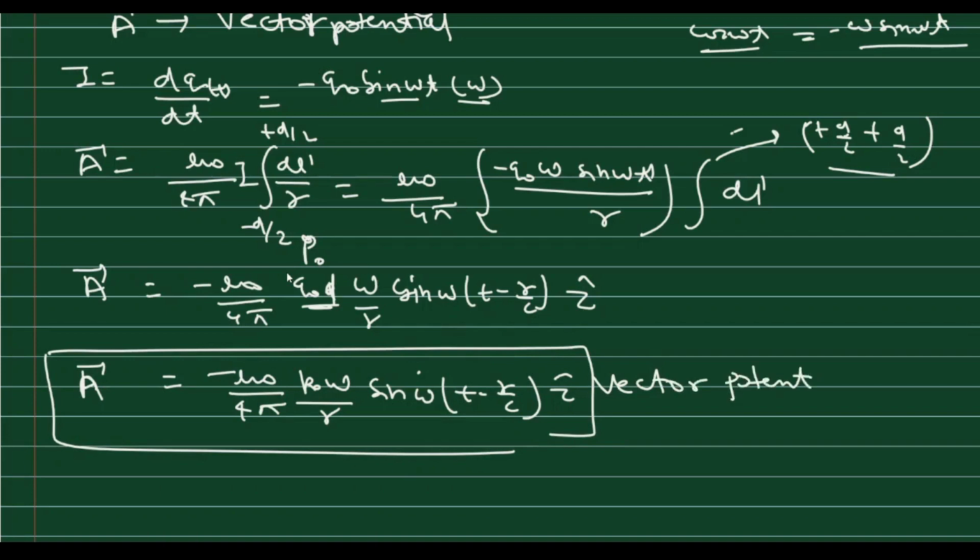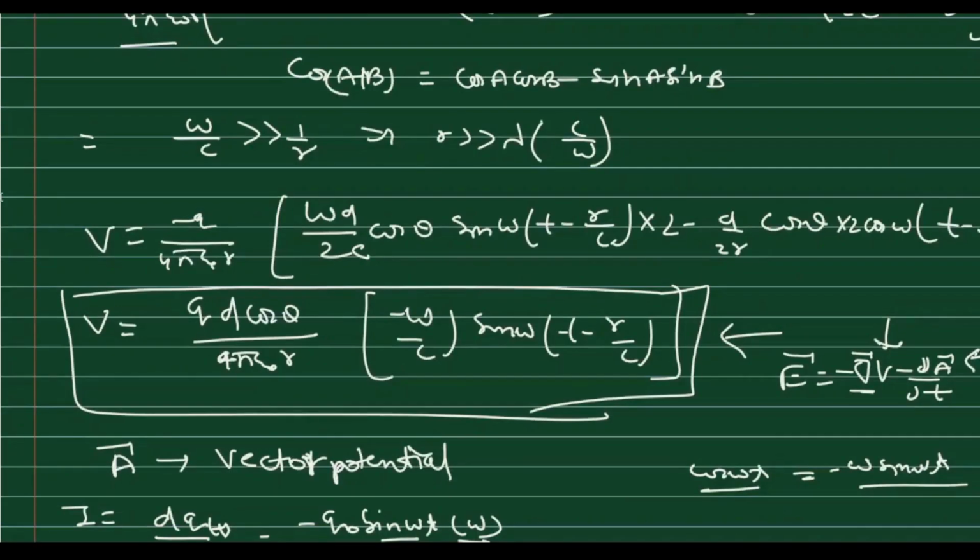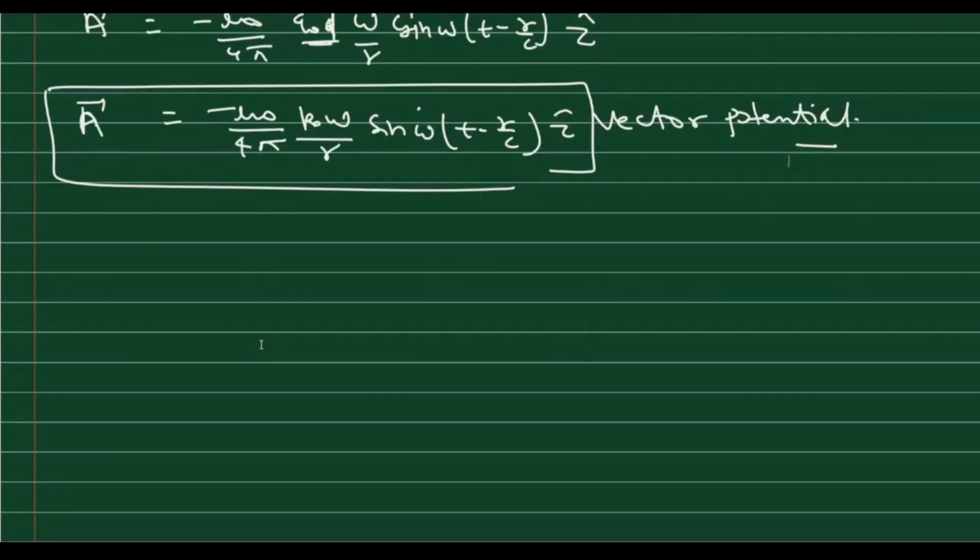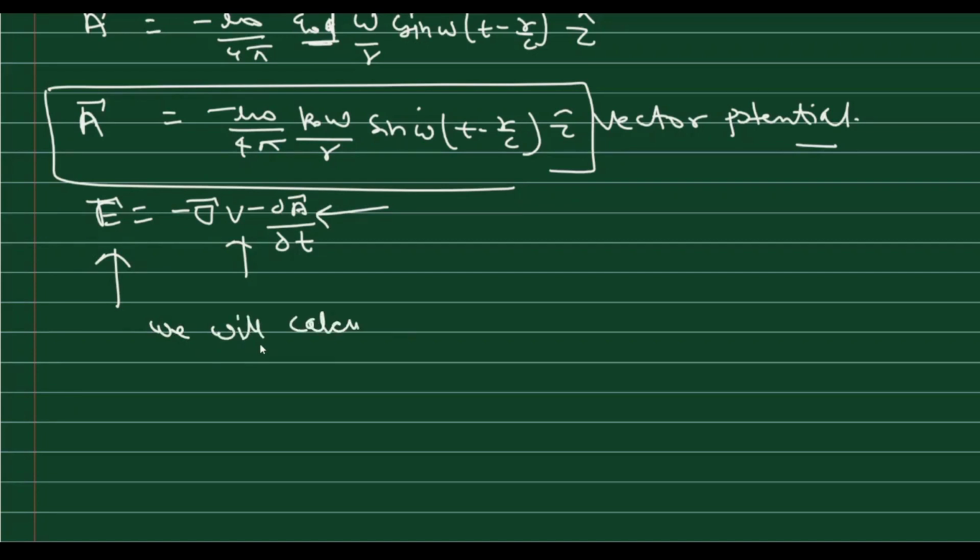So till now you can see we have calculated two things. First is the vector potential and the other is the potential. So from now we can say the electric field will be minus del V minus del A over del t. Now we will put the values of the potential and vector potential and do the calculation to get the electric field. We will calculate this in the next lecture.